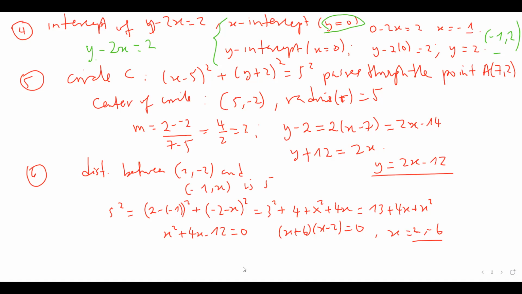Then we have question 5. For question 5, we're given a circle. The equation of the circle was x minus 5 squared plus y plus 2 squared is equal to 5 squared, which passes through the point A. This means that the center of the circle is (5, minus 2) and it has a radius of 5. And then we have the center of the circle (5, minus 2) and the point (7, 2). If you look at this, then you can find the gradient. Here we said the gradient, 5 minus 1.